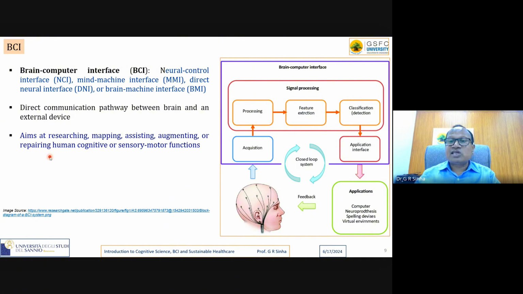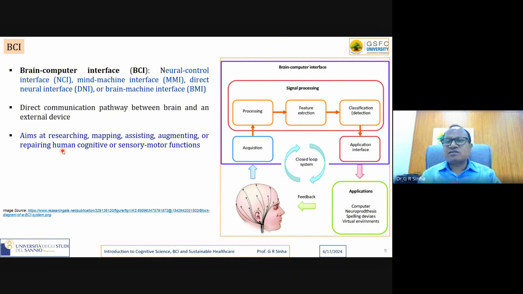Why do we use BCI? Why should we study BCI? It is not only for application, but there is a lot of emerging research work going on in the area of brain computer interface. It's not that BCI has already reached the stage of emerging applications where its optimal use is made. It is used for research also.